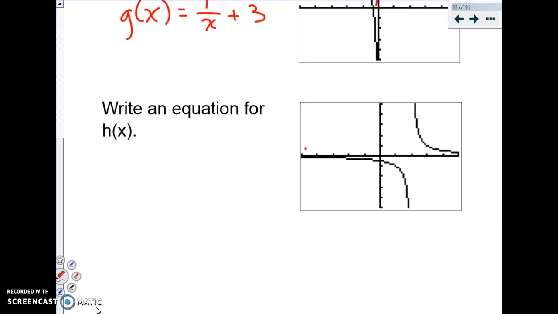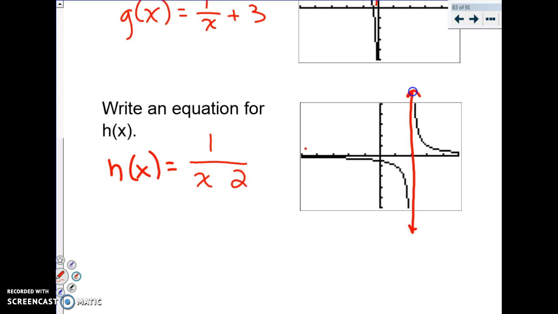Next, we're dealing with the same parent function, but now it looks like the asymptote has been shifted over 2 spaces. So it looks like a horizontal shift. So we know that this is going to be 1 over, and because this is a horizontal shift, we want to make sure that the 2 is in the bottom, that's happening inside the parent function to the input and not outside the function to the output. So now the only question is, is this going to be x minus 2 or x plus 2? Because it has been shifted to the right, we want this to be x minus 2. And because the graph is happening later, that's the way I like to look at it.